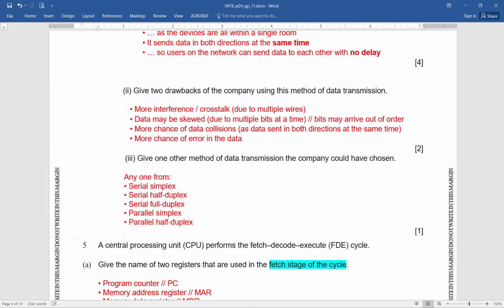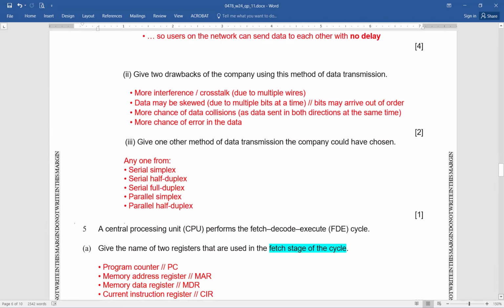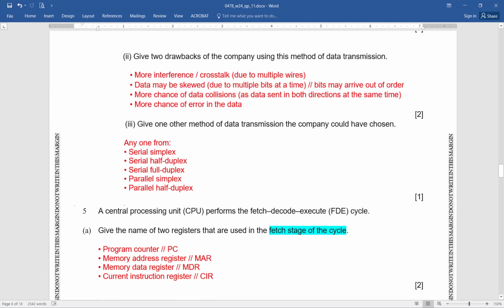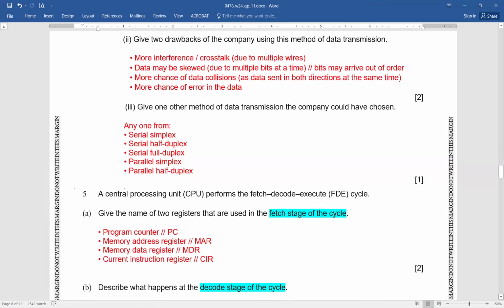Now be clear. They're asking us to mention the name of the registers that are used in the fetch stage of the cycle only. So which are the registers available? As you can recall from the presentation that we have discussed, it's program counter, MAR or memory address register, memory data register or MDR, and CIR. The student can write any of these 2.